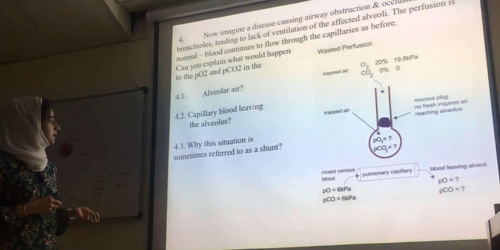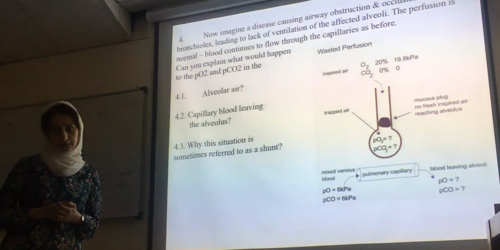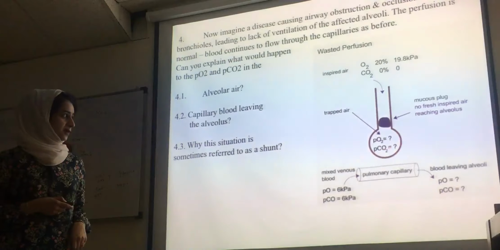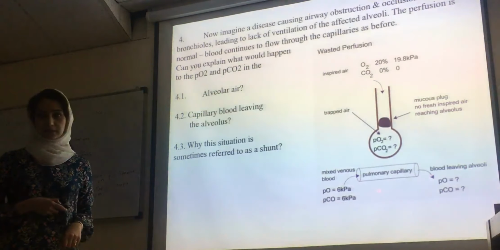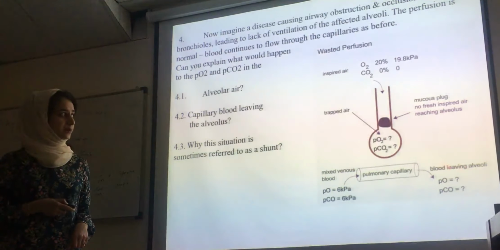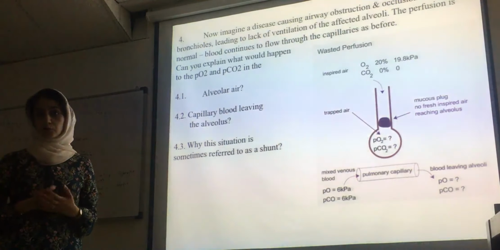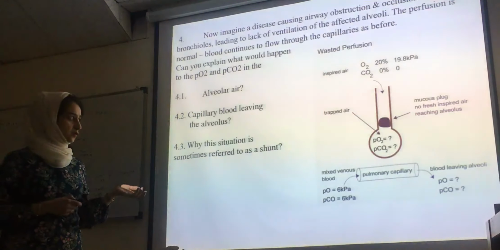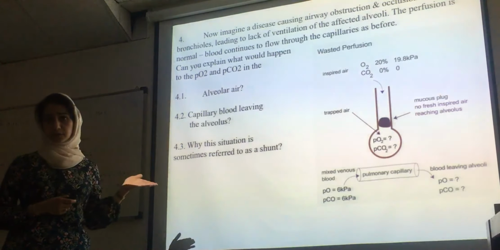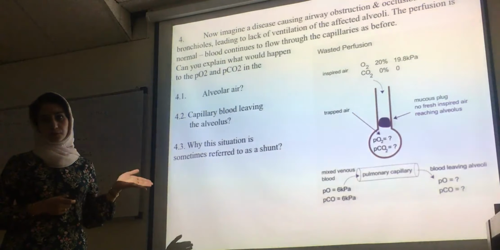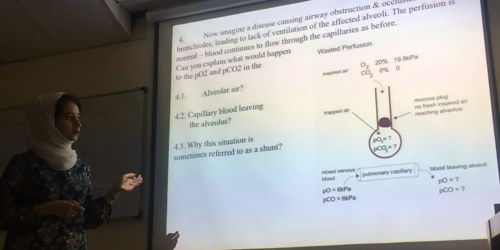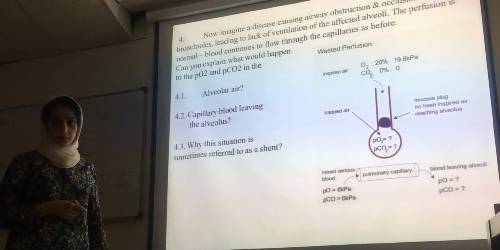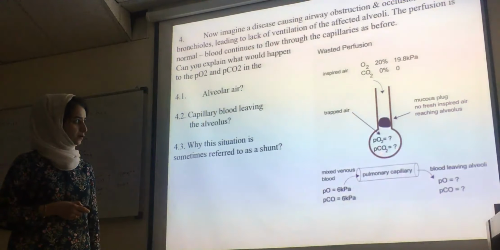What will happen to the capillary blood leaving the alveoli? Okay, we say that the alveolar air becomes like that of the mixed venous blood. But what about the capillary leaving that alveoli? Normally, the capillary blood leaving the alveoli will have the same concentration as the alveoli, and normally it is about 13.3 kilopascal PO2 and 5.3 kilopascal PCO2. 13.3 of O2 and 5.3 of CO2.